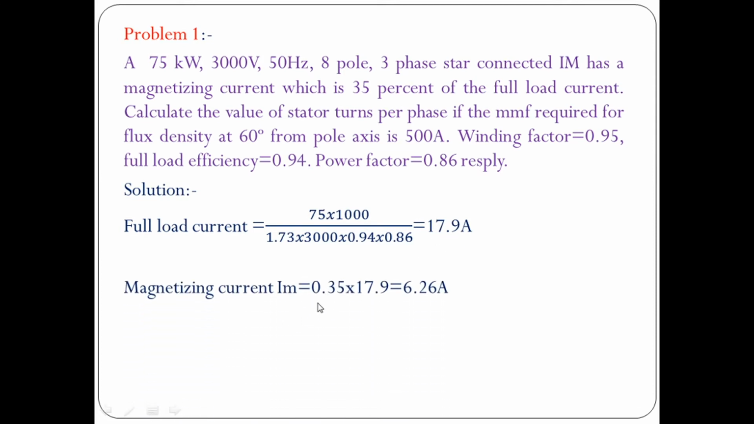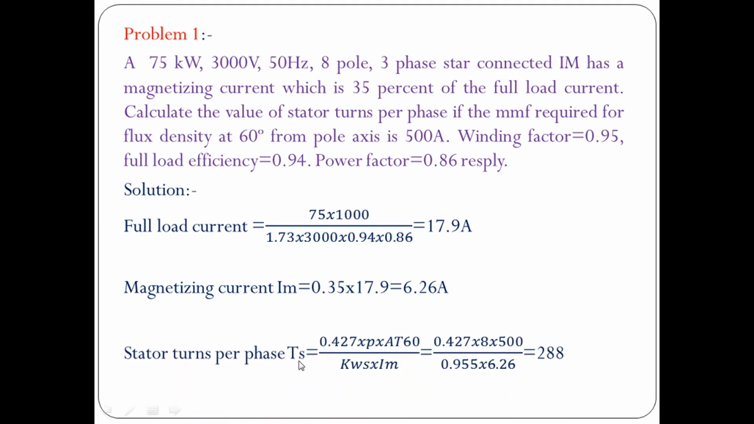So magnetizing current Im is given by 35% of the full load current, which is given in the statement of the problem. So we can say magnetizing current Im equals 0.35 into 17.9. So it is 6.26 amps.